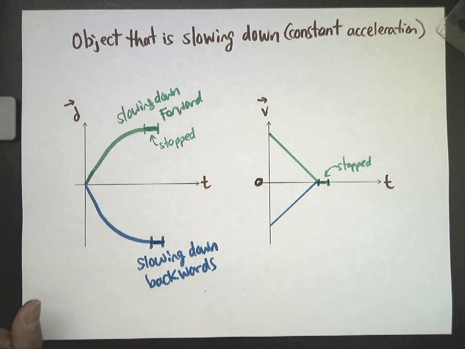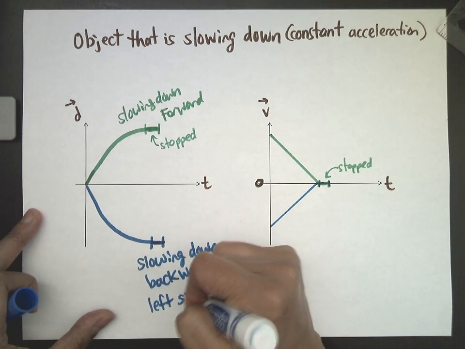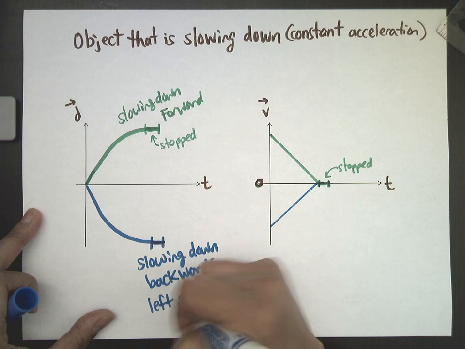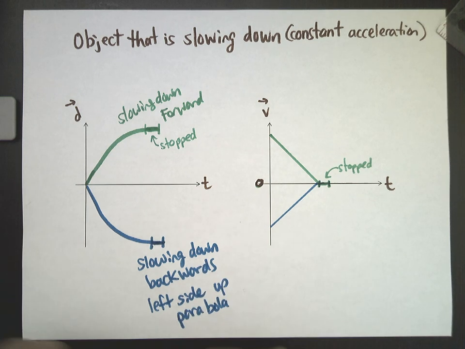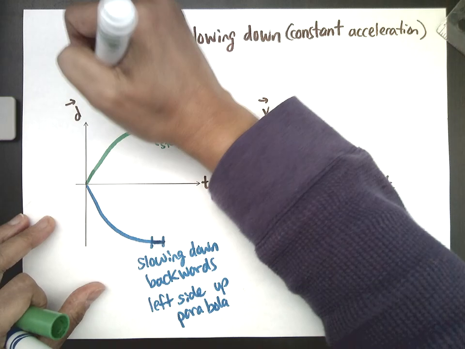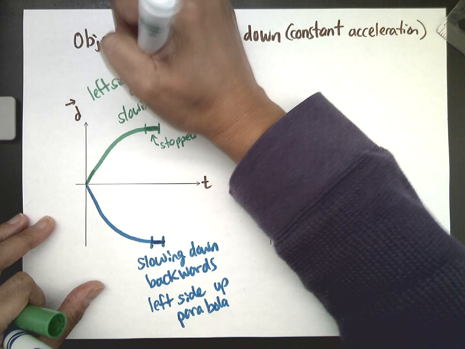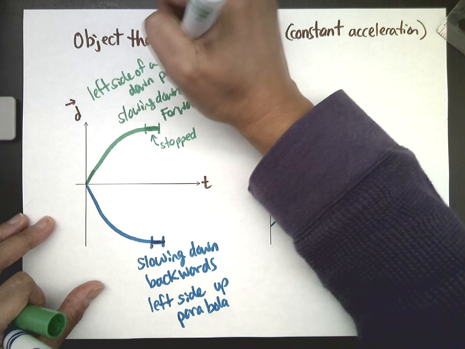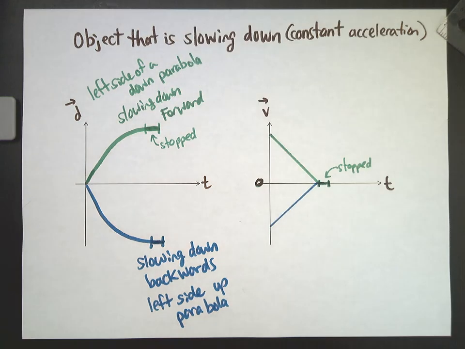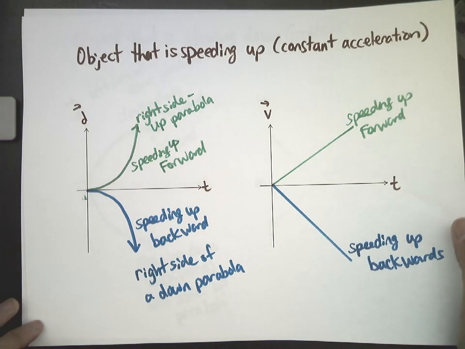Okay, perfect. This here is the left side of an up parabola, whereas the slowing down forward is the left side of a down parabola. So basically, anytime you're slowing down, it'll always be the left side of the parabola. Anytime you're speeding up, it will be the right side of the parabola.